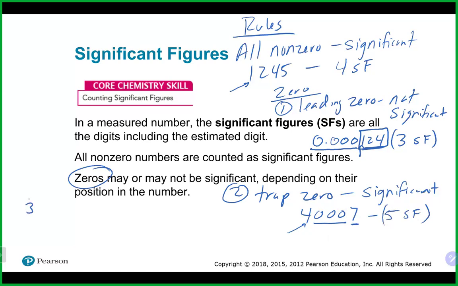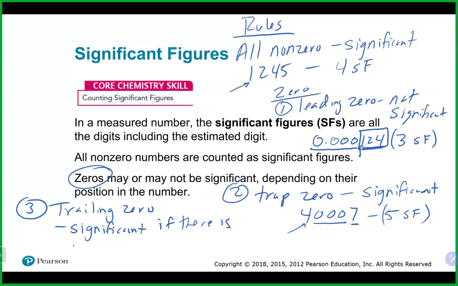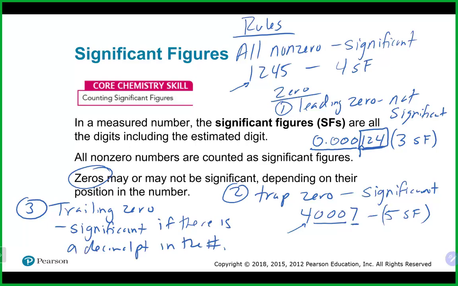Last one, which is the one that gives people the hardest time, is sometimes referred to as a trailing zero. And they are significant if there is a decimal point in the number. Now, the decimal point does not need to be near the 0. It just needs to be anywhere in the number, and it will make those zeros at the end significant.